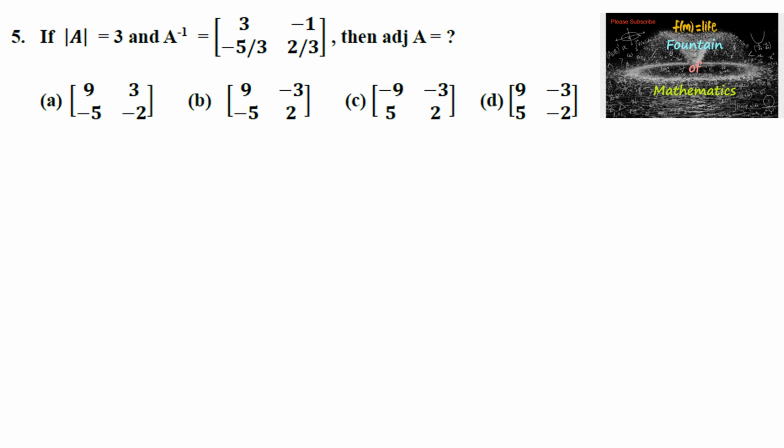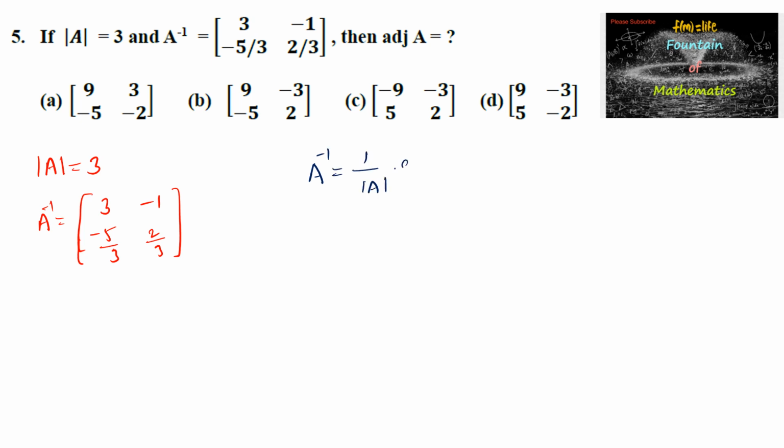If determinant of a matrix A is equal to 3 and A inverse is given, a matrix [3, minus 1; minus 5 by 3, 2 by 3], then find the adjoint of a matrix A. We know that A inverse is equal to 1 by det A into adjoint of matrix A. So which implies adjoint of matrix A is equal to A inverse into det A. So we can write adjoint of A is equal to det A into A inverse.